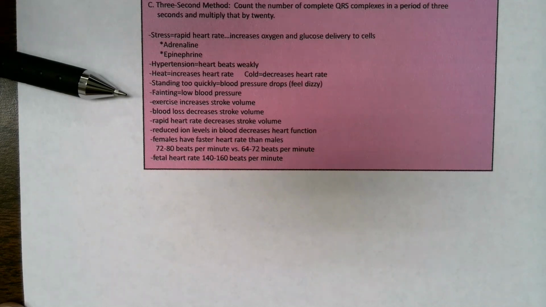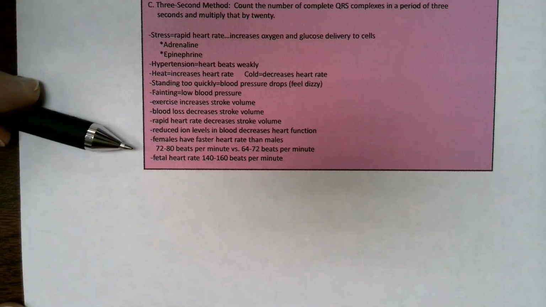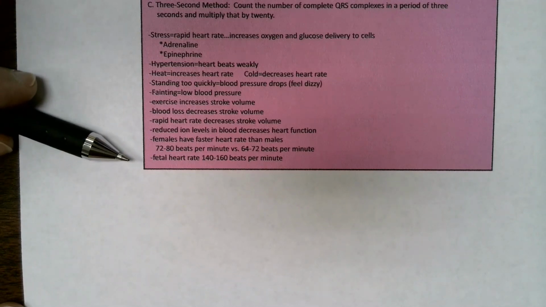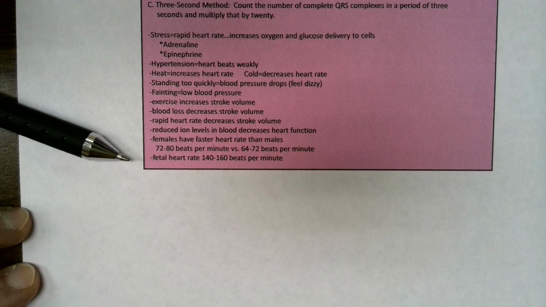In general, as females, we tend to have a faster heart rate than males do. You can see the different ranges there: about 72 to 80 beats per minute for females and 64 to 72 for males. And when babies are in utero, their fetal heart rate tends to be about 140 to 160 beats per minute. Those are just a couple other things that we may or may not get to in great detail, but just to tie that to the big overview of what we were just talking about. If you have any questions about any of this, let me know.